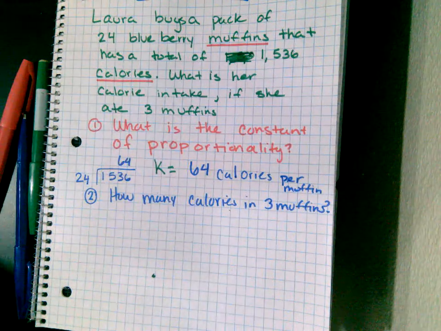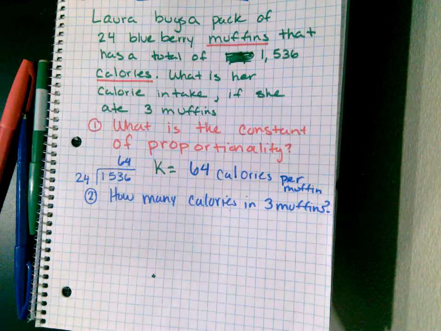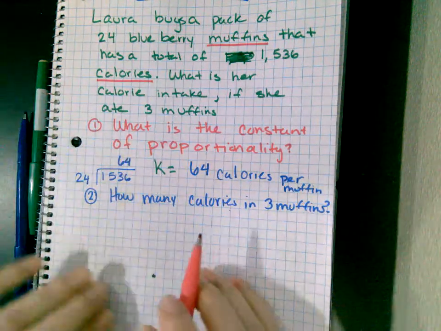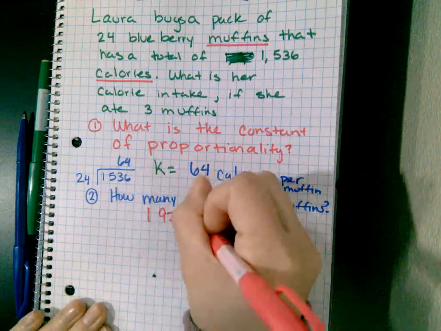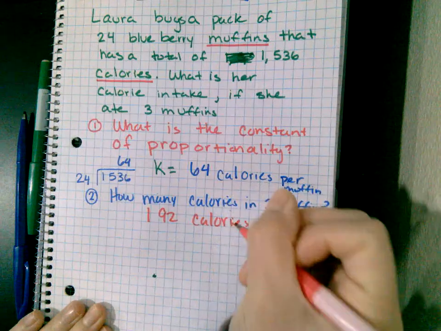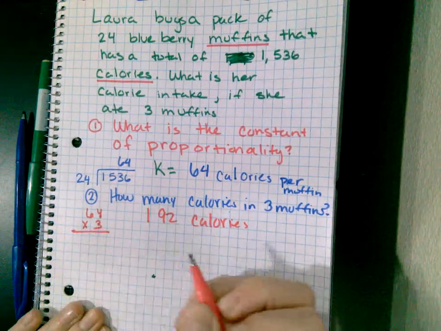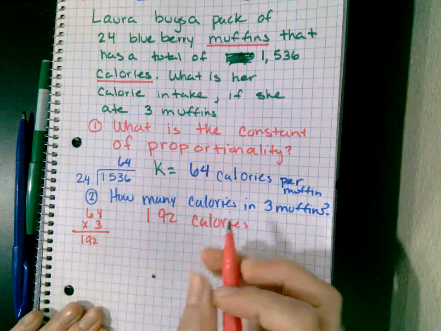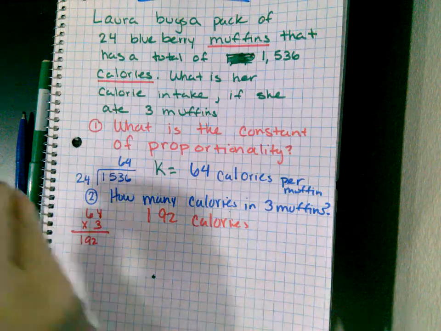Yes, yes, yes. Thank you. 192 calories. How do we get that? 64 times 3. 64 times 3 is 192. So how many calories in 3 muffins? 192. Perfect.